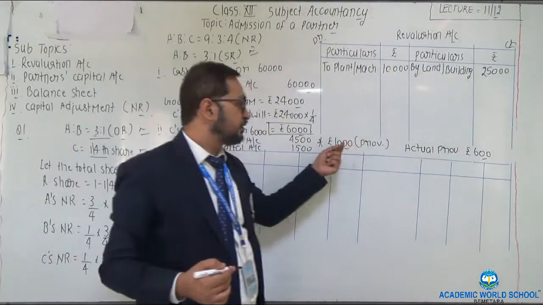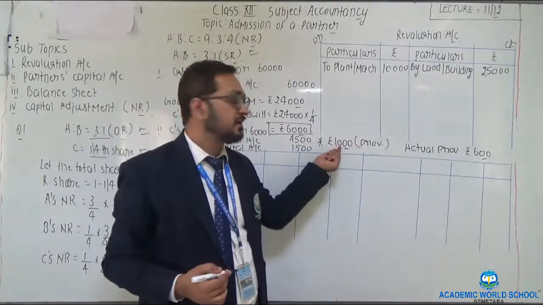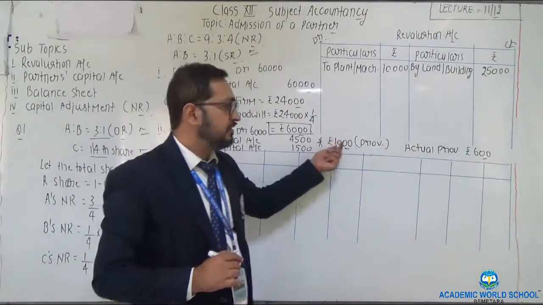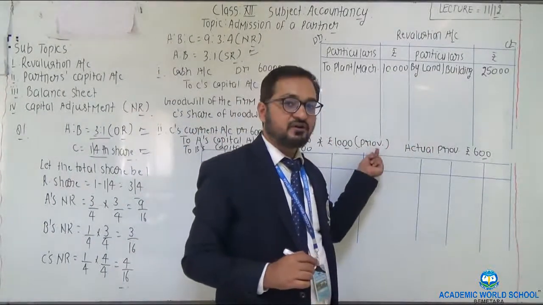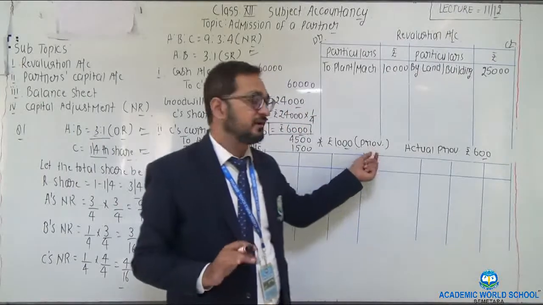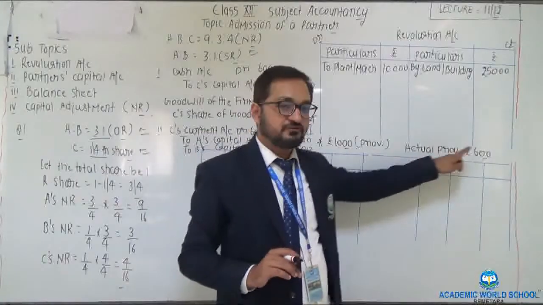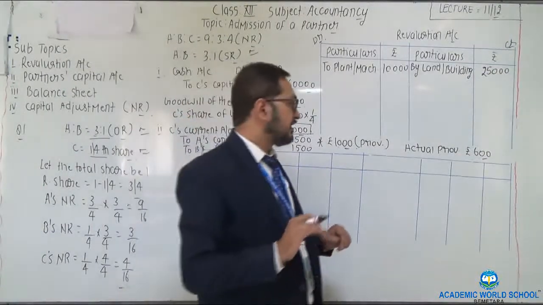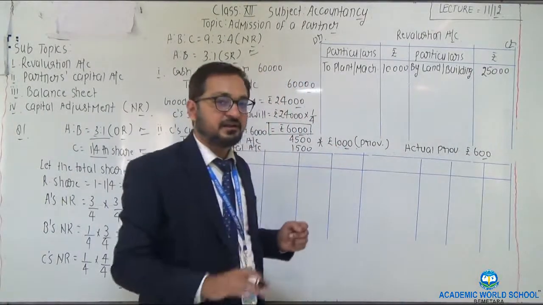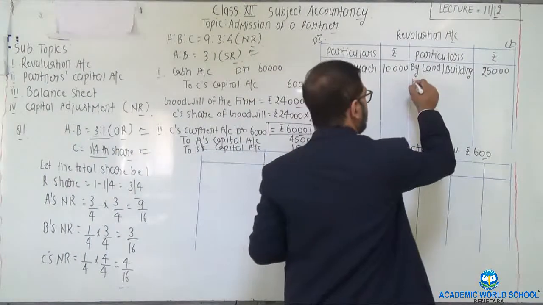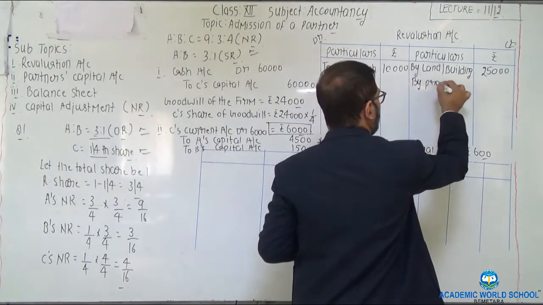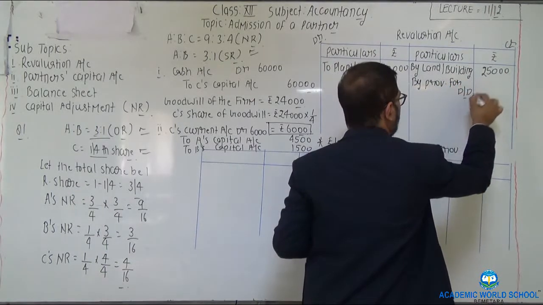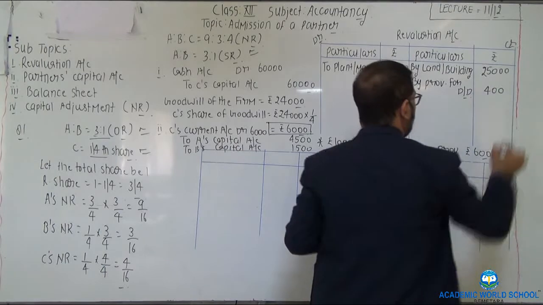As we all know, provision is a part of liability. Liability was for rupees 1,000. Now it is found that this liability was in excess by 400, which means that the actual provision would be 600. So there is a fall in the value of liability. The value of liability decreases by 400, which means that there is a profit. So write on the credit side by provision for doubtful debt amount being 400.